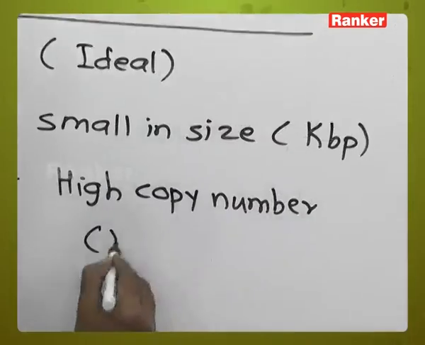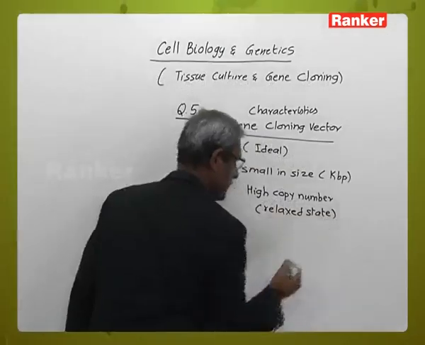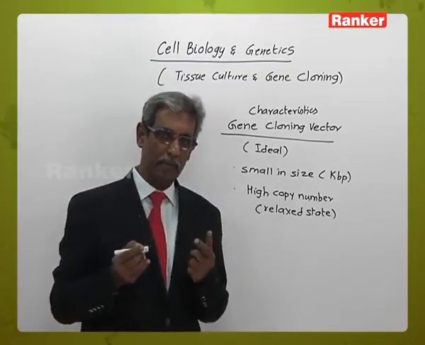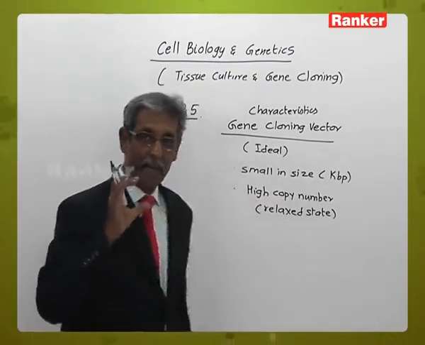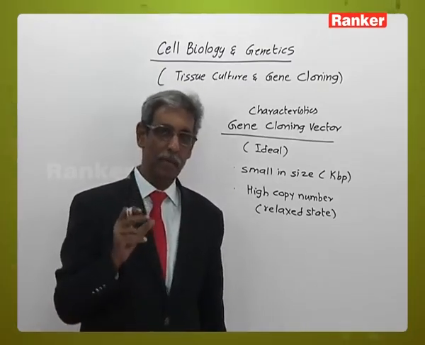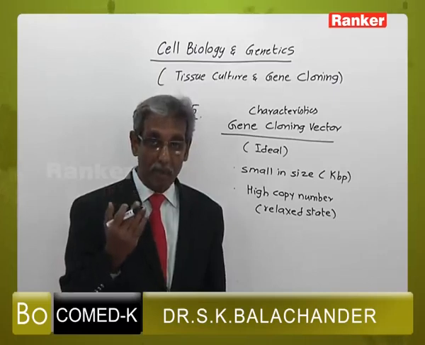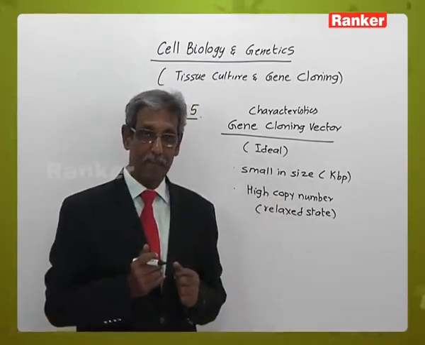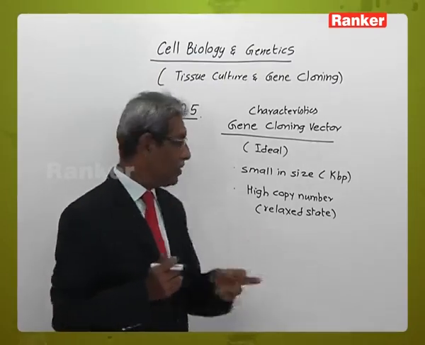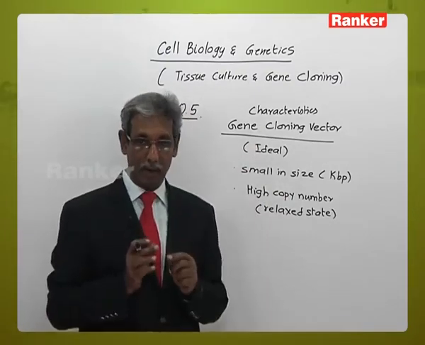Making multiple copies of itself is termed the relaxed state. Stringent plasmids cannot make multiple copies of themselves. If you have a bacterium, and within it a plasmid, which is an extrachromosomal circular DNA, and it is able to make 20 copies of itself, that means it has a high copy number. Whereas a plasmid that makes only 2 copies of itself has a low copy number. So, small size and high copy number are very important attributes of any gene cloning vector.